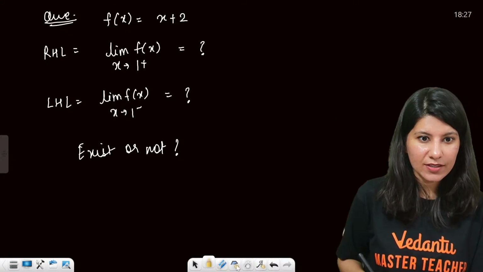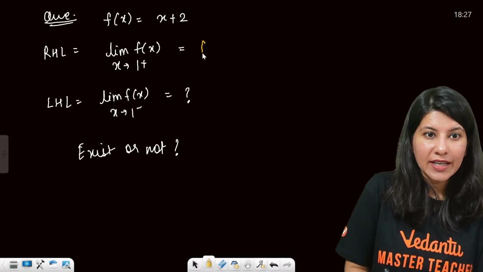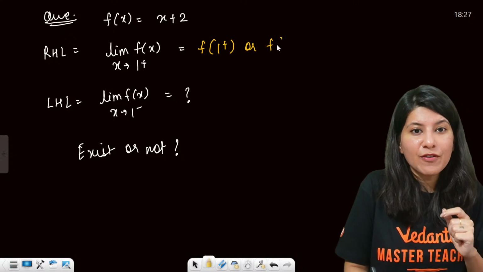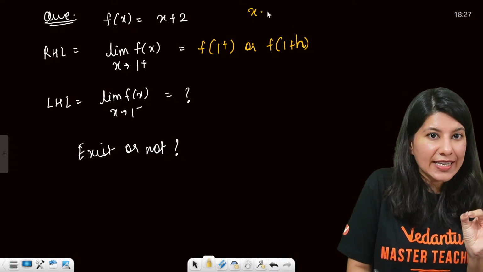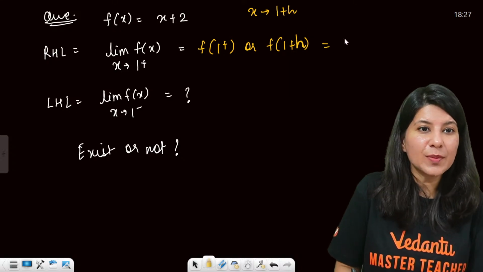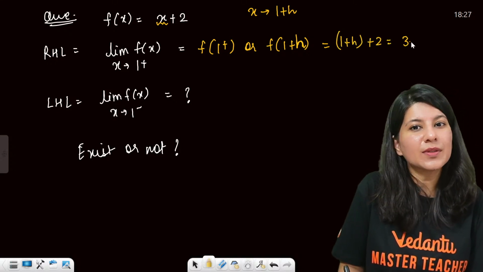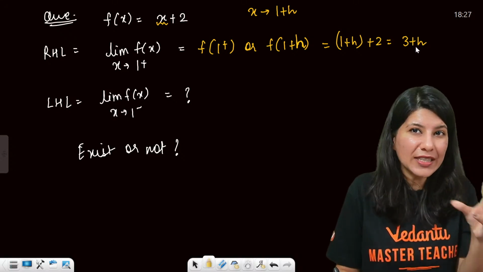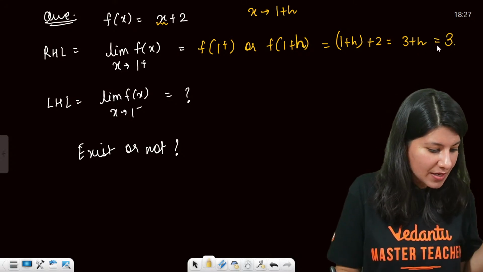Okay, all right. So let's understand what I'm trying to say. I want you all to calculate f of 1 plus, that will be your right hand limit, or f of 1 plus h. So basically, you have to replace x by 1 plus h to get the right hand limit. So 1 plus h plus 2 will be equal to 3 plus h, and this h is a very small positive quantity that can be neglected in the final answer. So the right hand limit is coming out as 3.